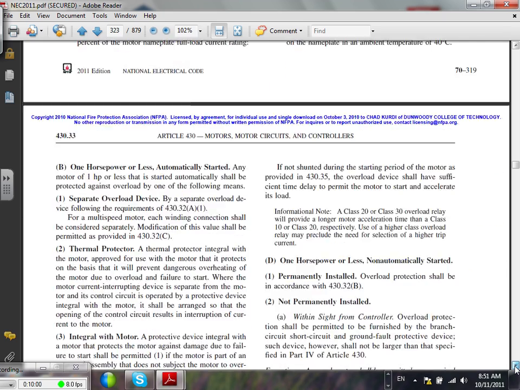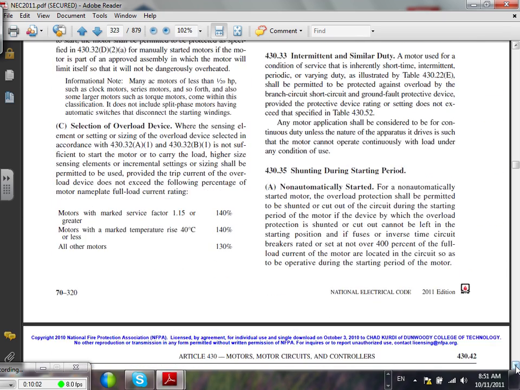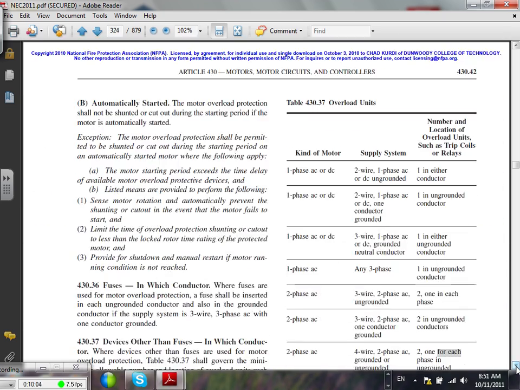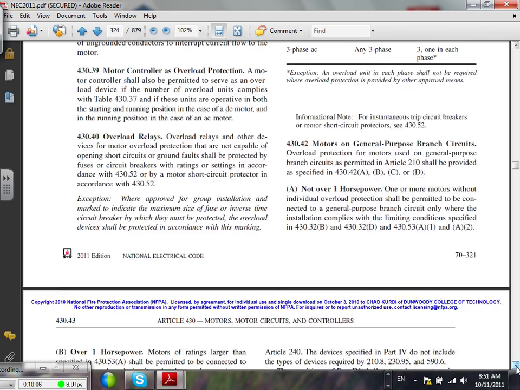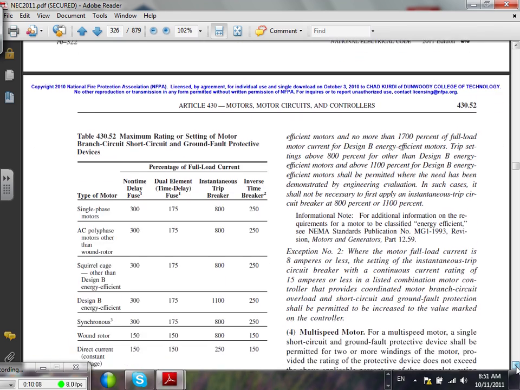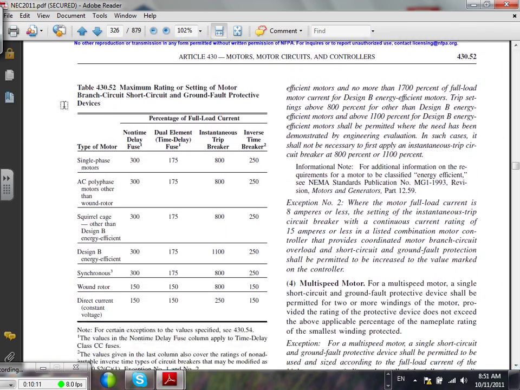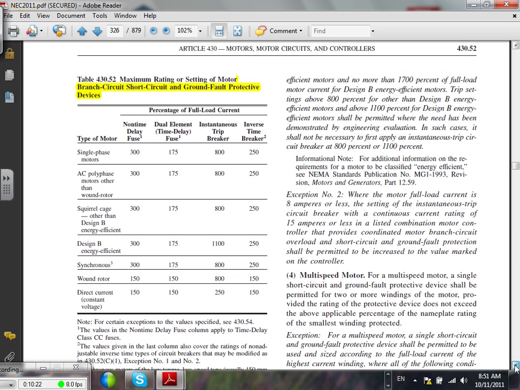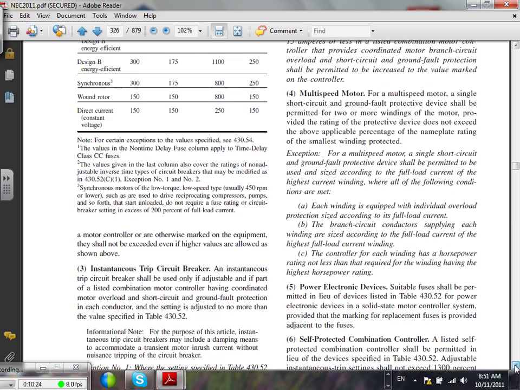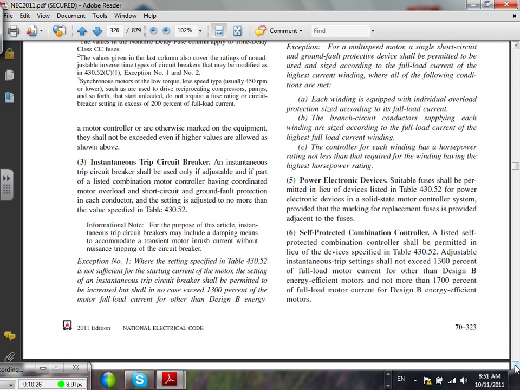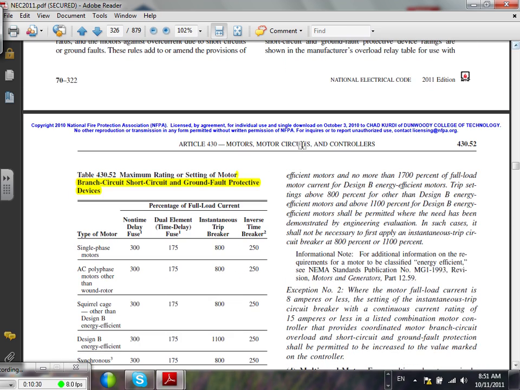The second one I want you guys to highlight is the overcurrent protection device table. This table, if you have not used it, please highlight it. Very, very important table. Extremely important table. Which page would that be? This would be page 323. Thank you. 323. Please highlight this table.